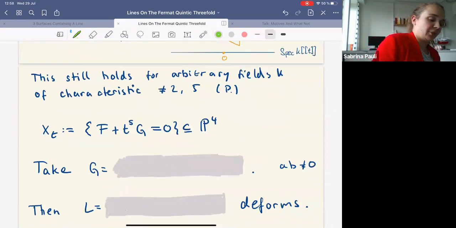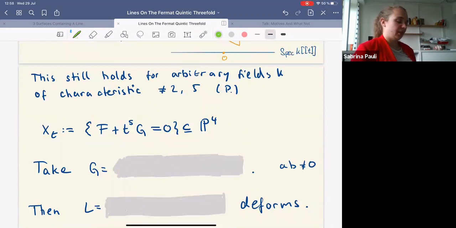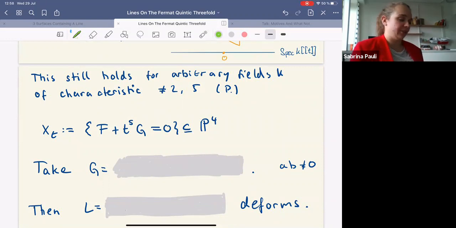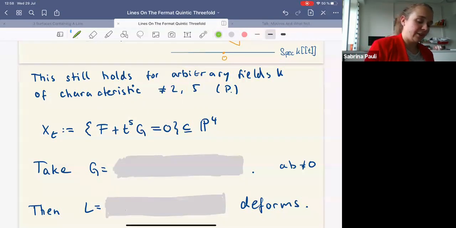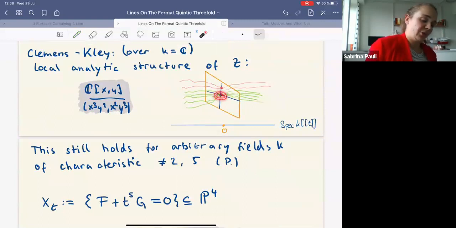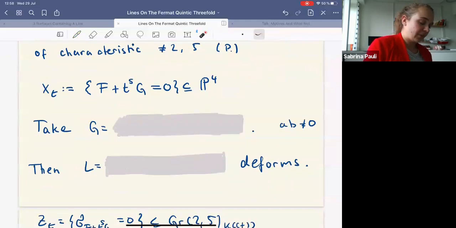And I did all those computations again, and I pretty much saw that this all works over any field, assuming that the characteristic is not equal to 2 or 5. So let's assume that the characteristic of k is not equal to 2 or 5. And I want to now concentrate on this intersection point, and I want to compute the local contribution of this one to the Euler number.